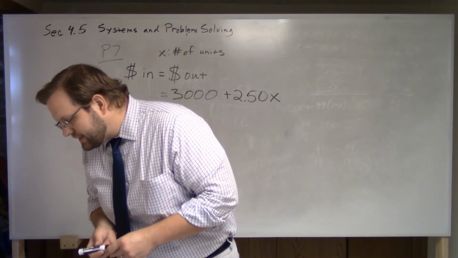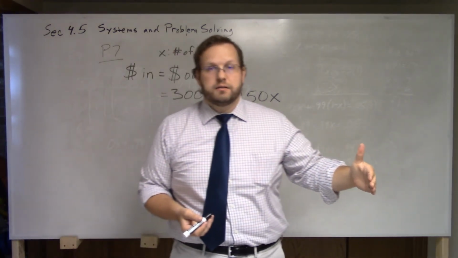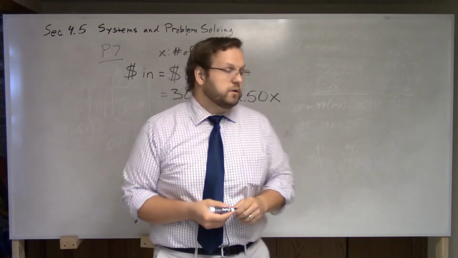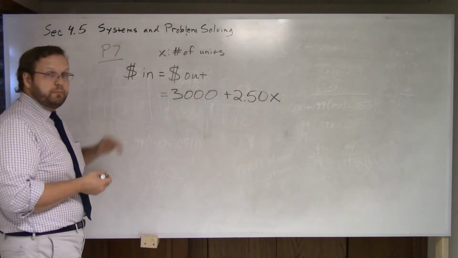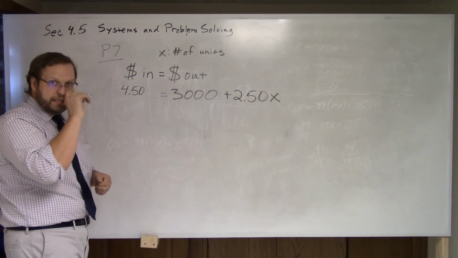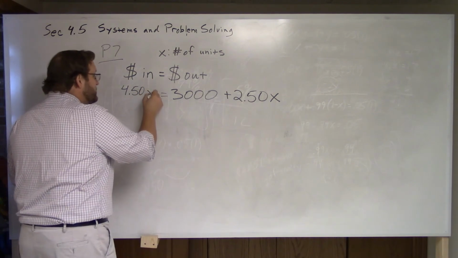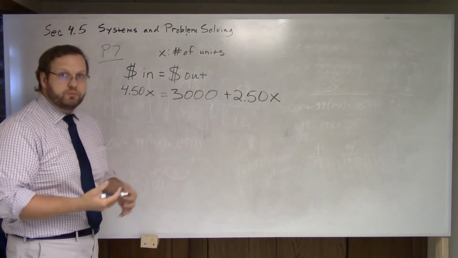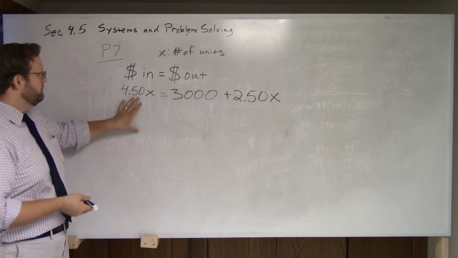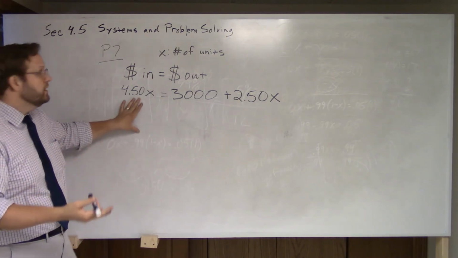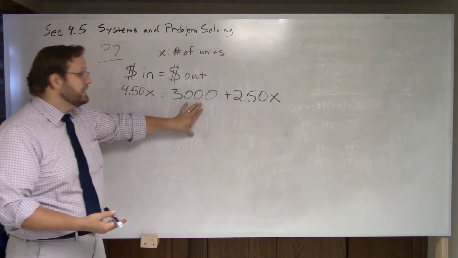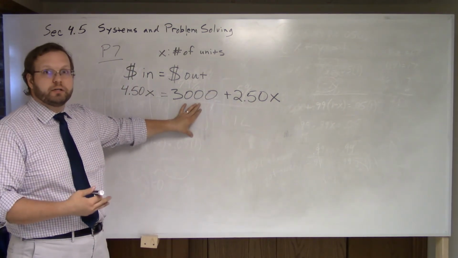Then you read on and it says that when I sell these things, I'm actually going to sell it for $4.50. Okay? So that is money coming in. But it's not just $4.50. It's $4.50 each time I sell a unit. Okay? So, money coming in is when I sell things. Money out was the cost to make it and the initial cost for all that machinery.